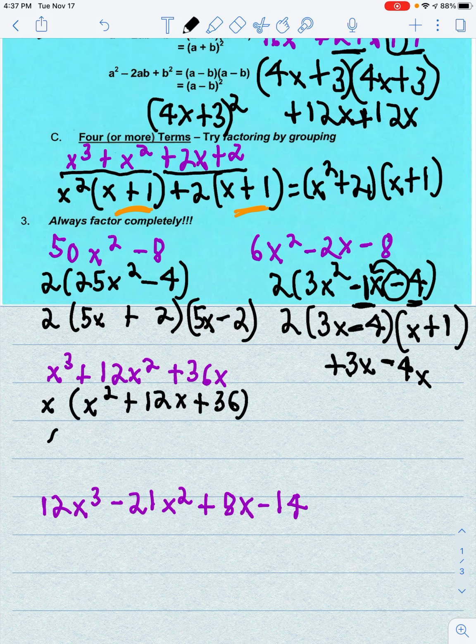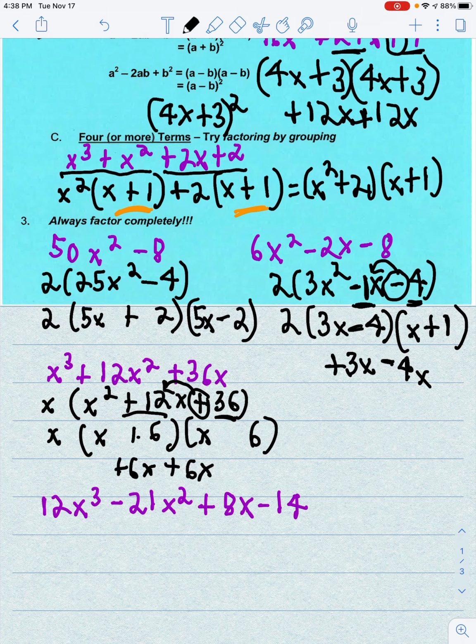And now I'm going to try reverse FOIL, and it would have to be x and x if it factors. And for 36, I would use the pair of factors closest together. And the good news is my outside product and inside product are both 6x, and the sum of those is indeed 12. So that is correct. I do need both signs to be the same, and since the middle term's positive, I want them both plus. Now, that means this could be written as x times the quantity of x plus 6 squared, because there are 2 identical factors of x plus 6.